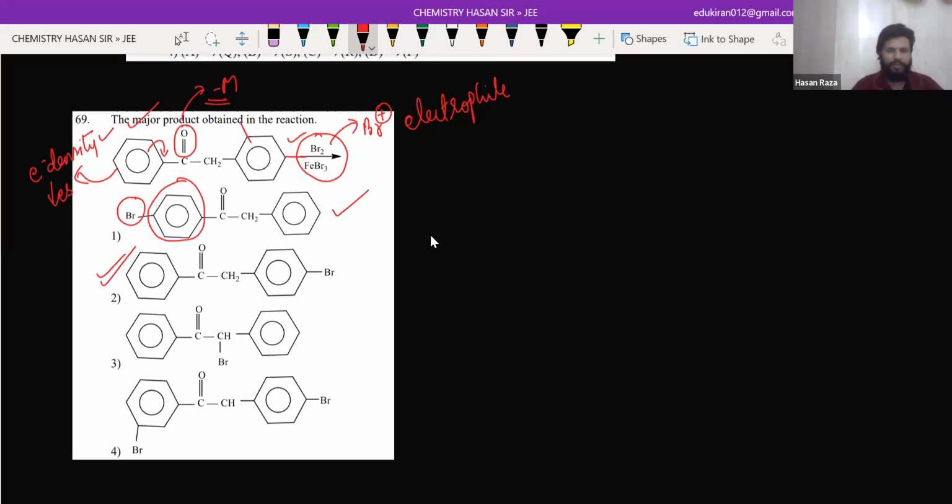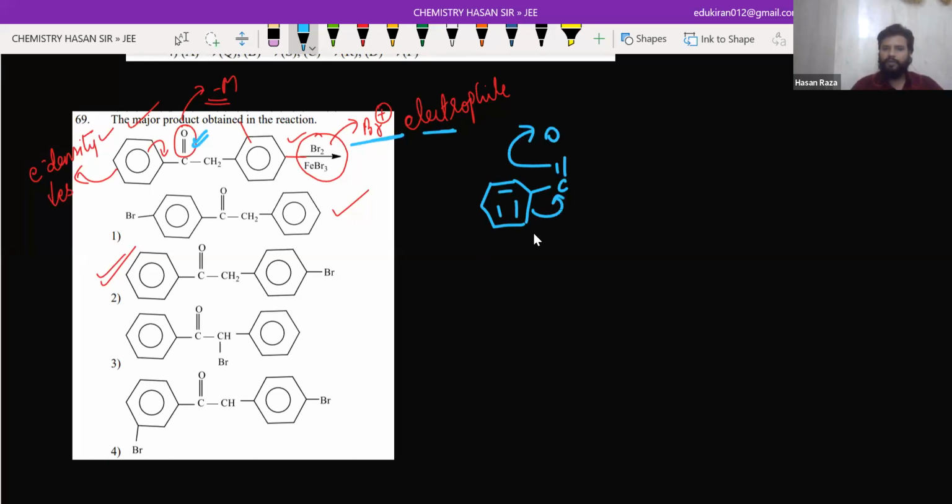It is an electrophilic substitution reaction. So why not in the other benzene ring? Because Br plus is an electrophile. It wants to go to the side where the electron rich site is. This is an electron withdrawing group, so it will attack either ortho or para, right? If it attacks like this, with C=O there, there will be a positive charge here, then here, then here.